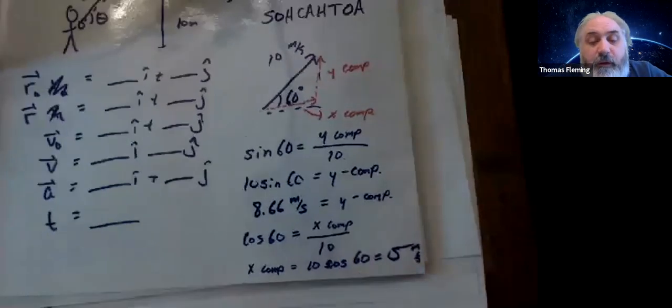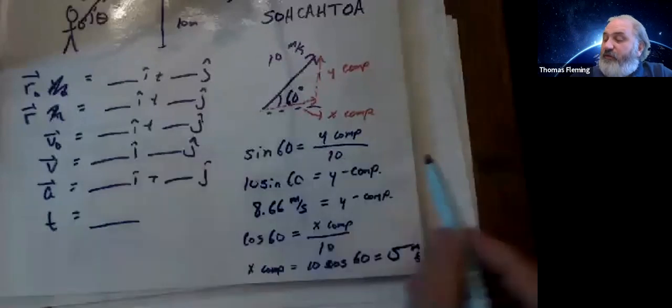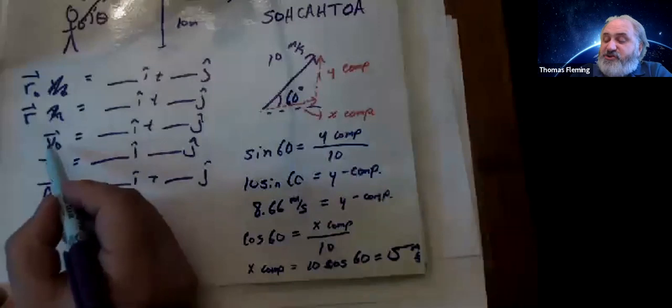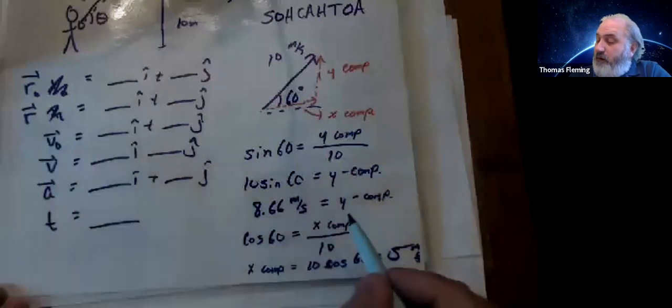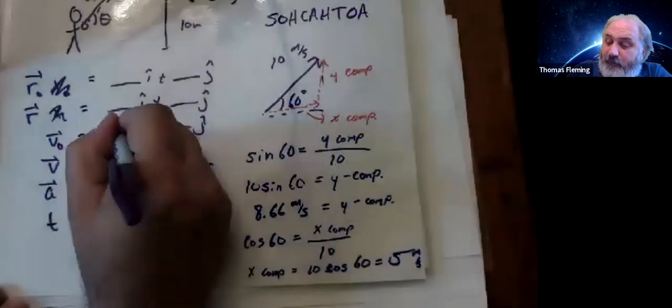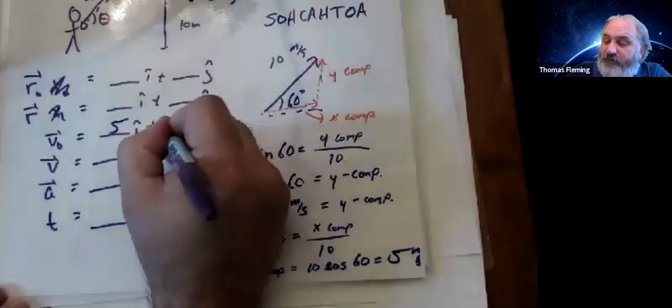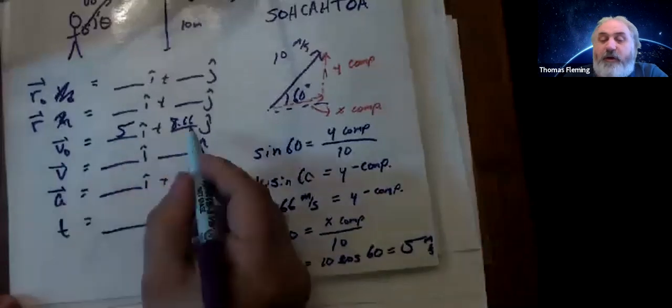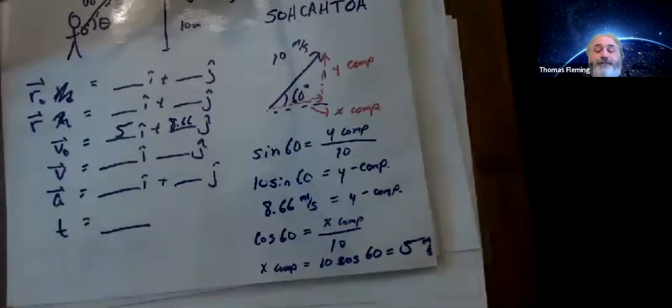Super easy. So now if this were, say, my starting velocity for this problem over here, I could say that v initial is going to equal 5 i hat and 8.66 j hat. I've written my vector in vector notation.